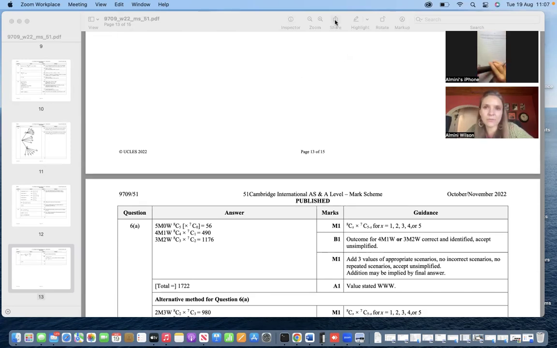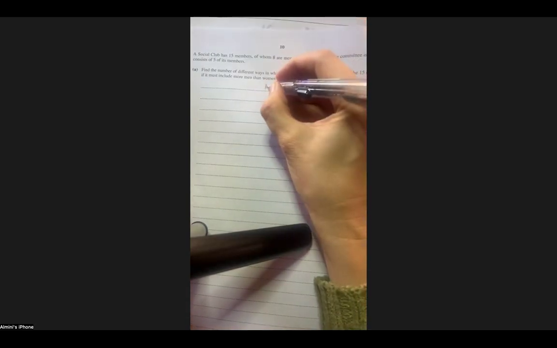A social club has 15 members, of whom 8 are men and 7 are women. The committee for the club consists of 5 of its members. So from the social club of 15 people, we need to pick a committee of 5 members. Find the number of different ways in which the committee can be formed from the 15 members if it must include more men than women.